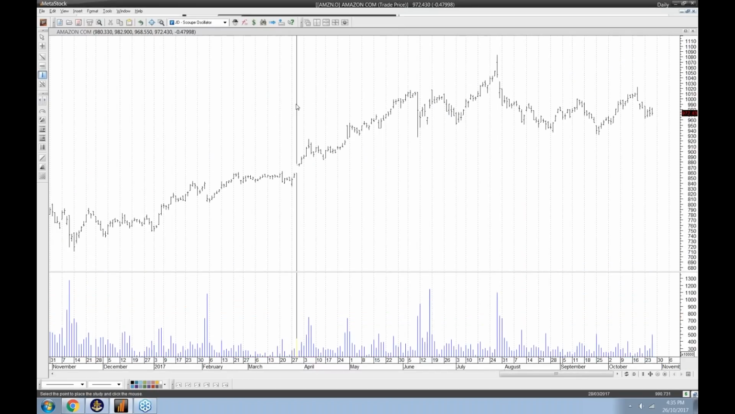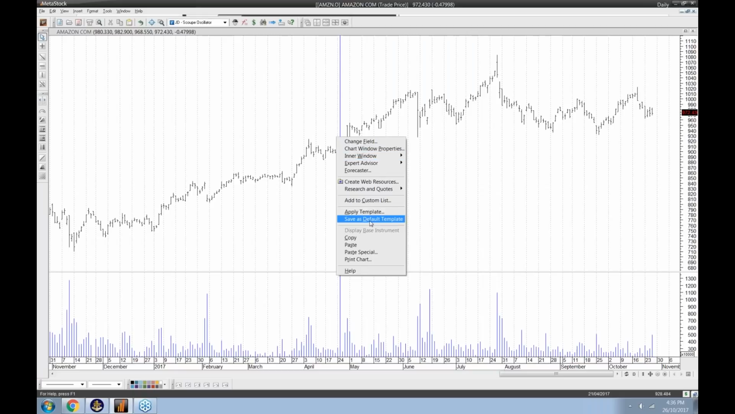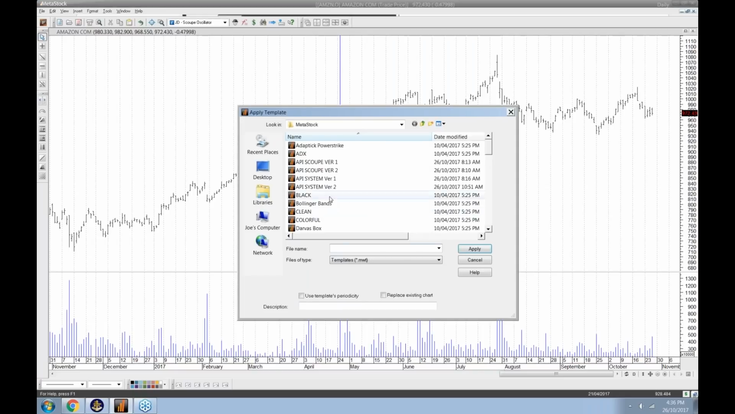Okay, let's apply the template. In fact, what we're going to do right now is apply the template for the system. I think I've explained how the Scoop Oscillator works pretty easily. It's pretty visually intuitive, and how the diamonds work. So let me apply the template that shows the API trading system, if it will allow me to do that here. It doesn't seem to. Oh, here we go. Okay.